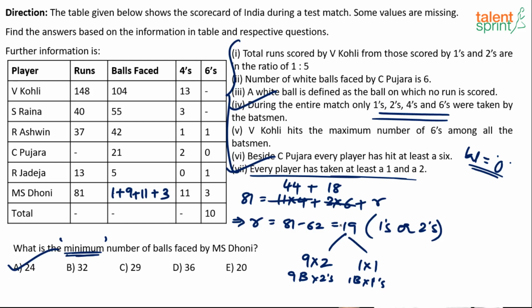Remember, the balance score 19 that we have got here has to be adjusted again in ones and twos. I am taking more twos here and as few ones as possible, because I want the minimum number of balls. And since we want the minimum number of balls, we can also consider dot balls to be 0, assuming that he has not had a dot ball at all, right? So 1 plus 9, 10 plus 11, 21 plus 3, 24. 24 would be the answer.